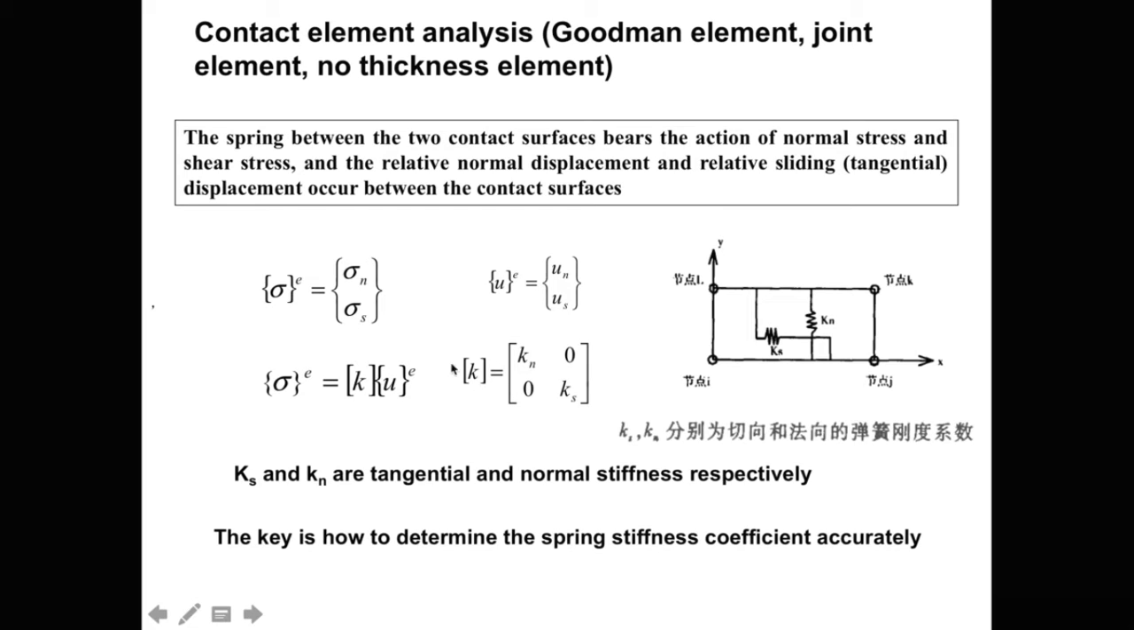Now let's see the stiffness matrix. Only Kn and Ks, the normal direction stiffness and shear direction stiffness. And we define Ks and Kn as the tangential and normal stiffness respectively. The key is how to determine the spring stiffness coefficient accurately.